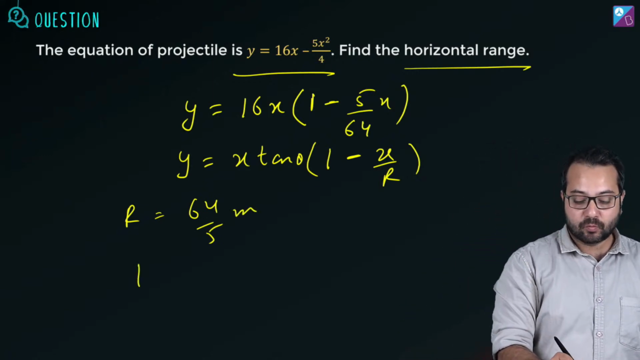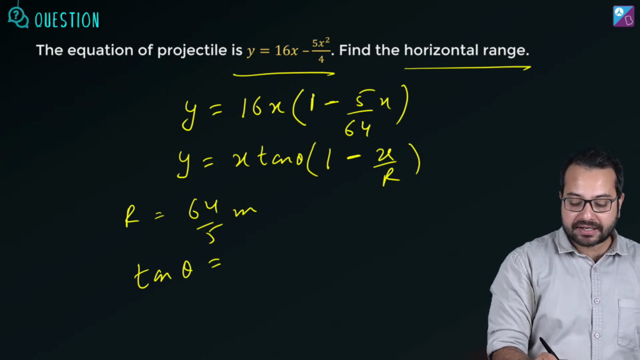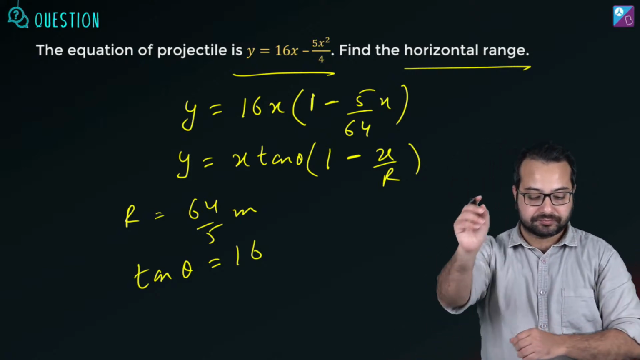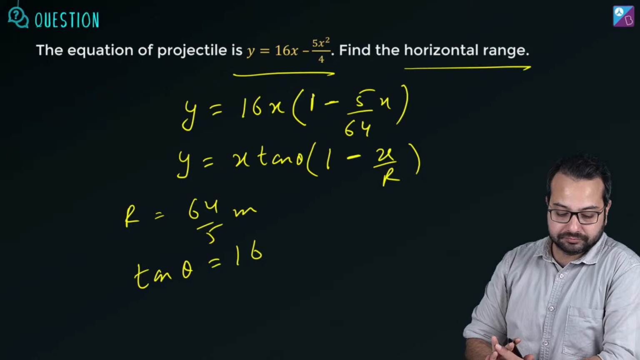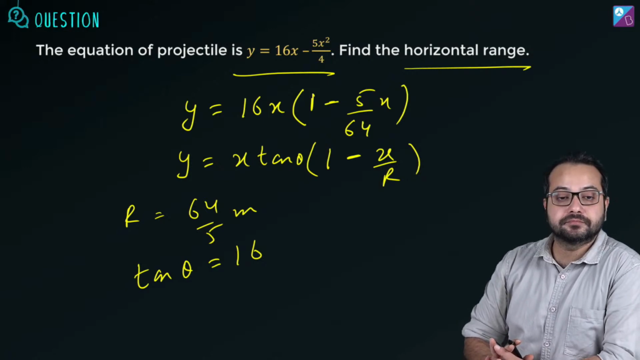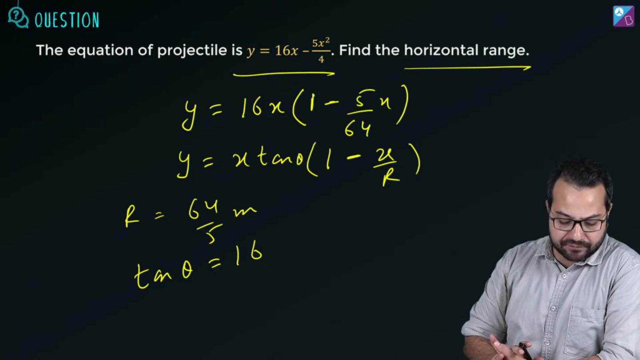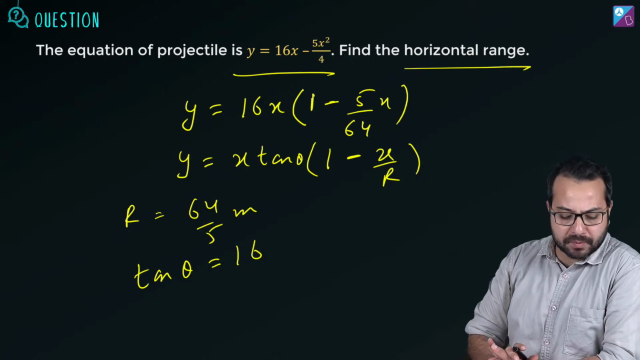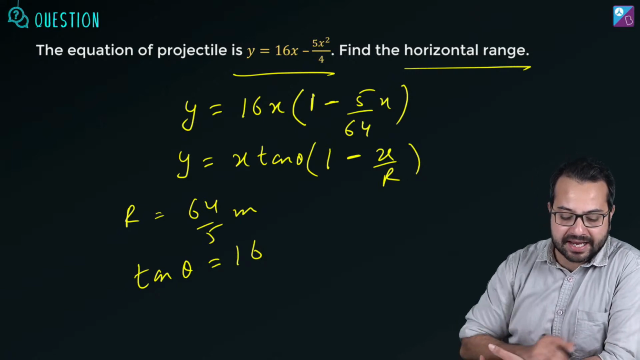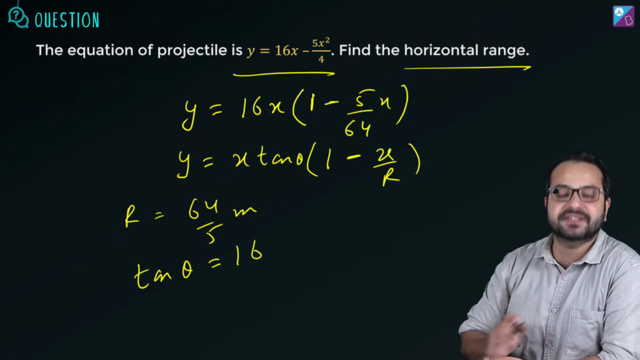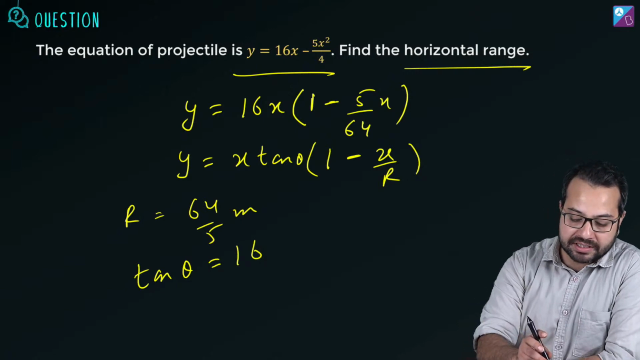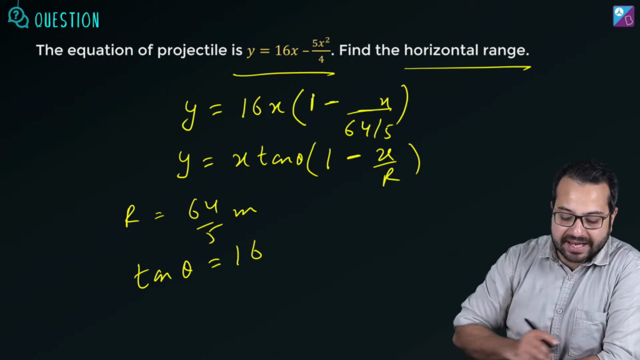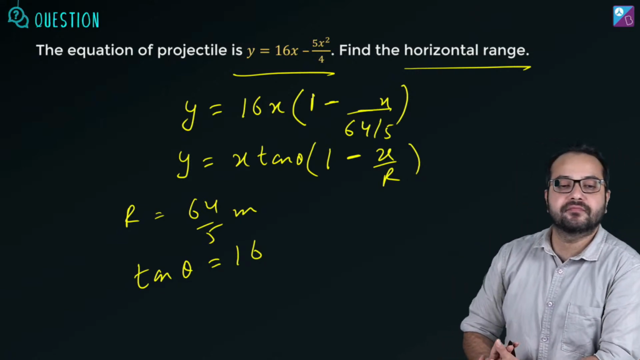If it was asked what was the angle, then we could have directly got tan theta is equal to 16. Range is equal to 64 by 5, it should be 64 by 5, isn't it? So I'm taking 16x as common, so this becomes 1 minus 5x upon 64. So this goes down too, this becomes 64 by 5, so this is x divided by 64 by 5. Yes.